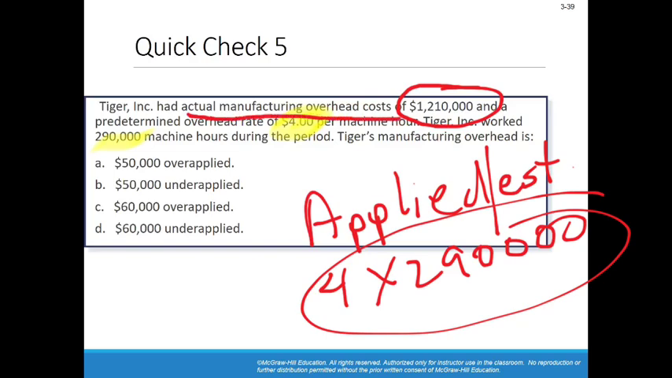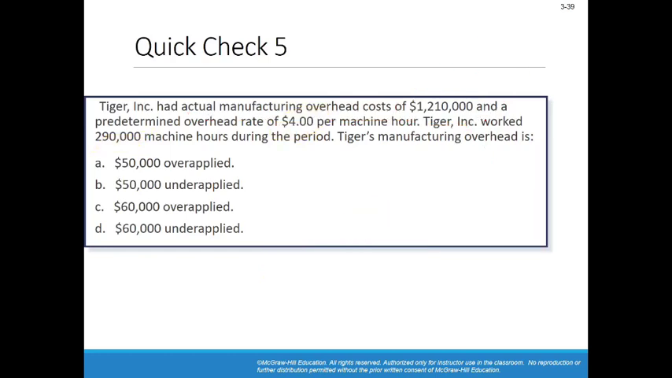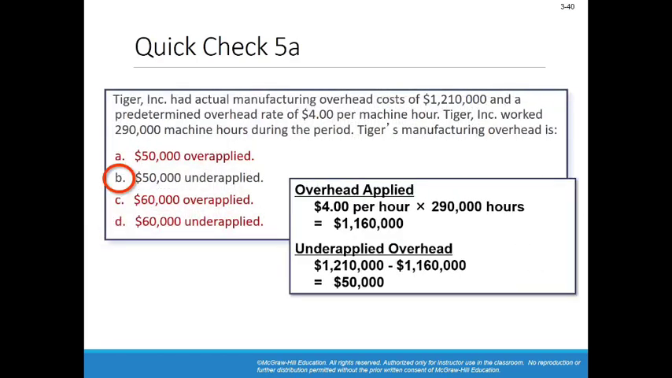So when you're doing accounting problems, you have to realize that this came first and this came second. So let's look at the answer in the next slide, and we find that we have $50,000 that was underapplied, and you can see the calculations here. We also did this one on Go Soapbox today in class with your cell phones.